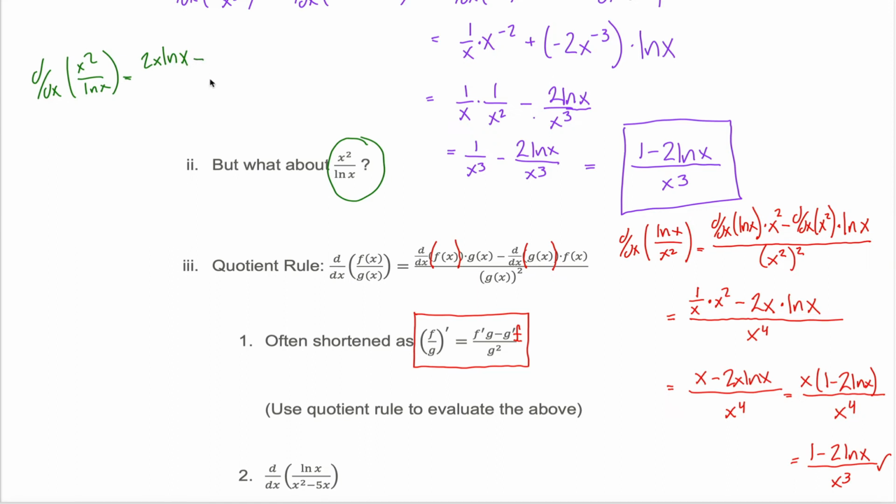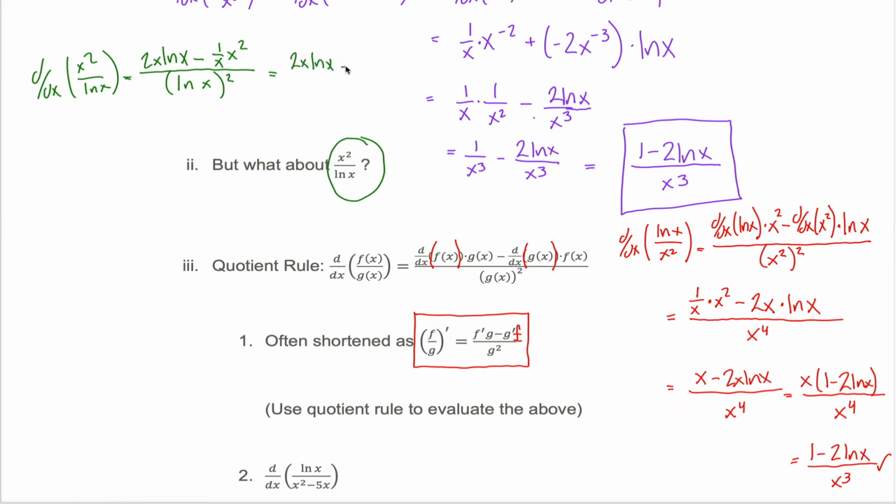From that, I'm going to subtract the derivative of the bottom, which is 1 over x, and I'm going to multiply that by the top, x squared. And then don't forget to divide the entire thing by the bottom, natural log of x squared. The derivative of x squared over natural log of x is this mess of an expression, which is probably not a bad idea to simplify a little bit.